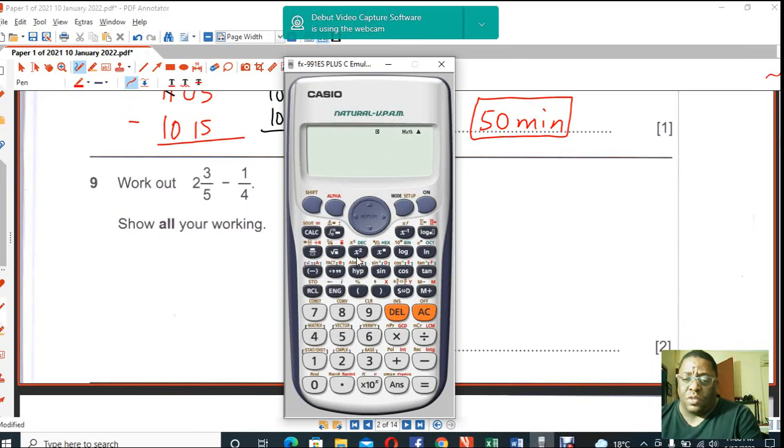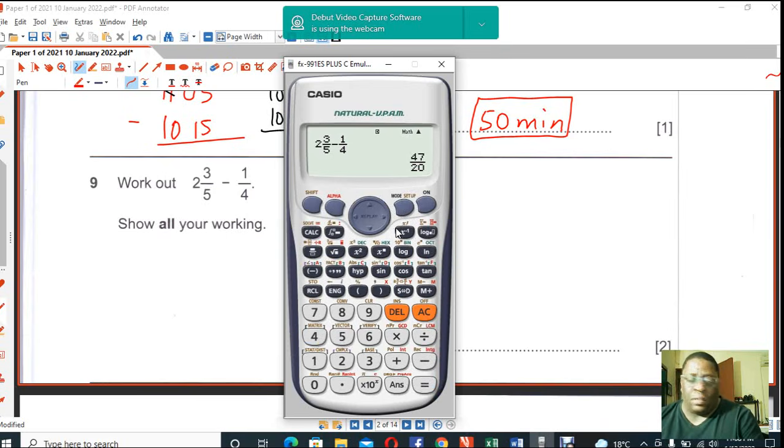And we're going to use a little trick here. So you're going to say shift, because one that mixed one there. That's what you do. So 2, and then you put 3 upon 5. So ideally what I'm saying here is we're going to find what the answer is, minus 1/4. So we have now the correct answer. So the correct answer should be 47 upon 20.